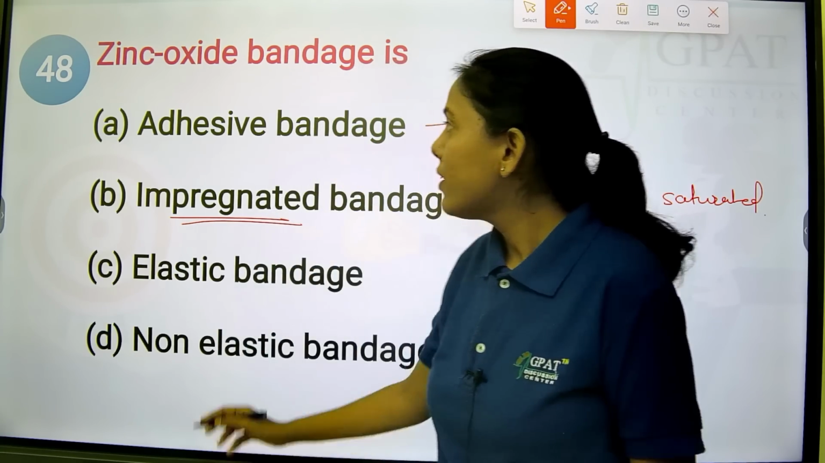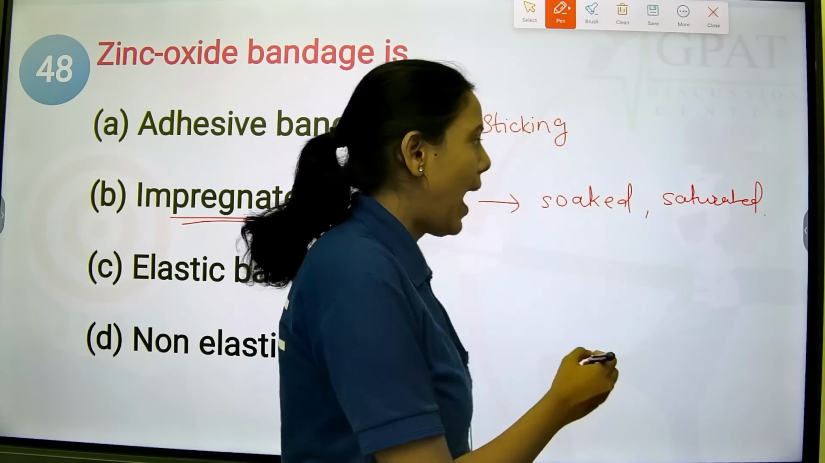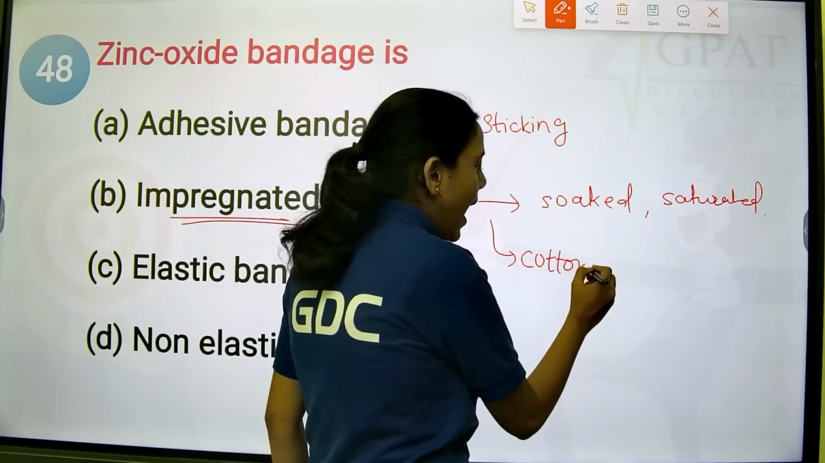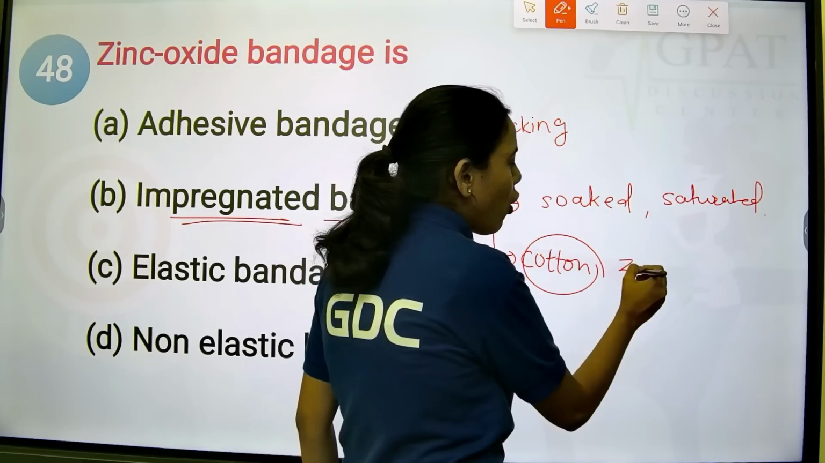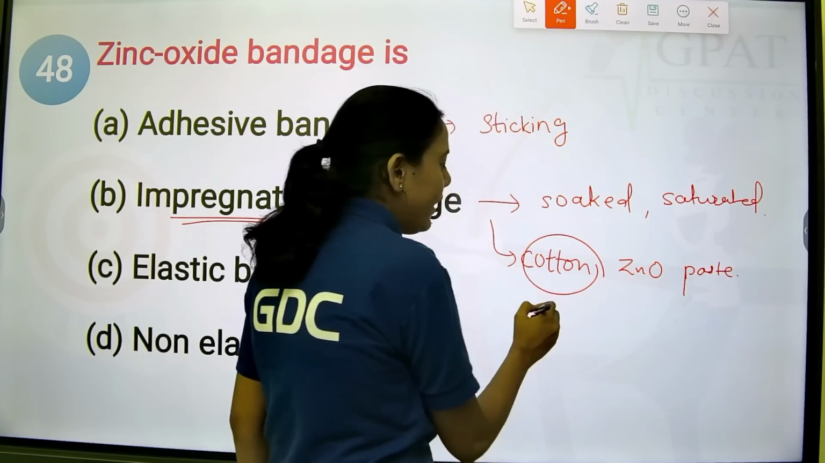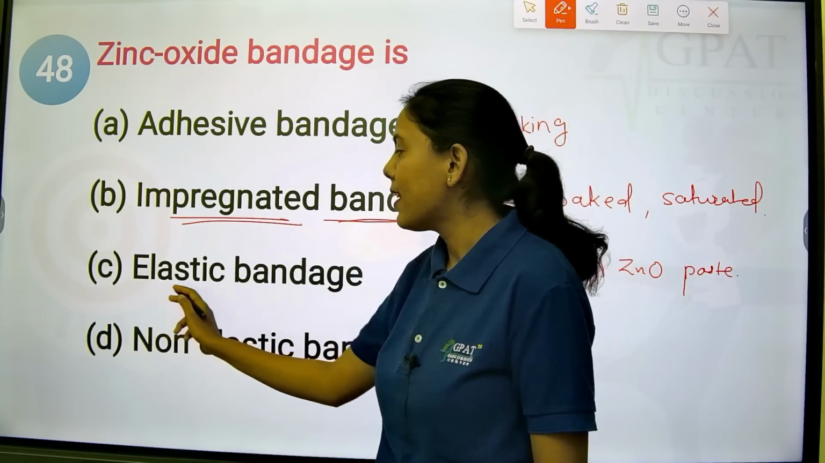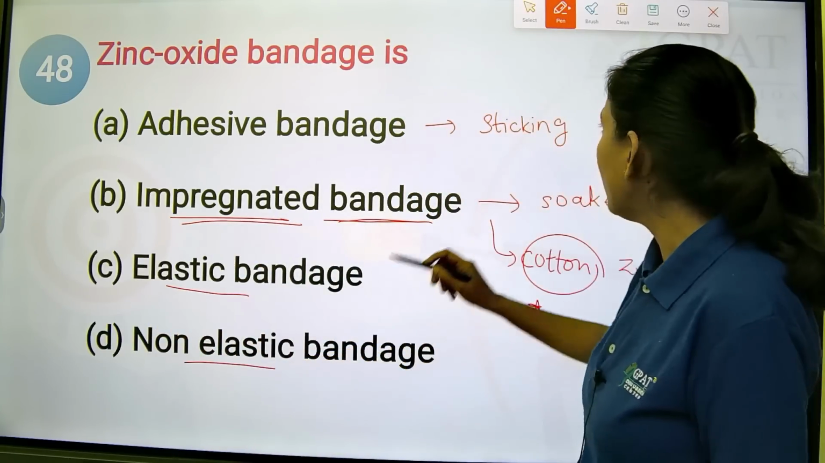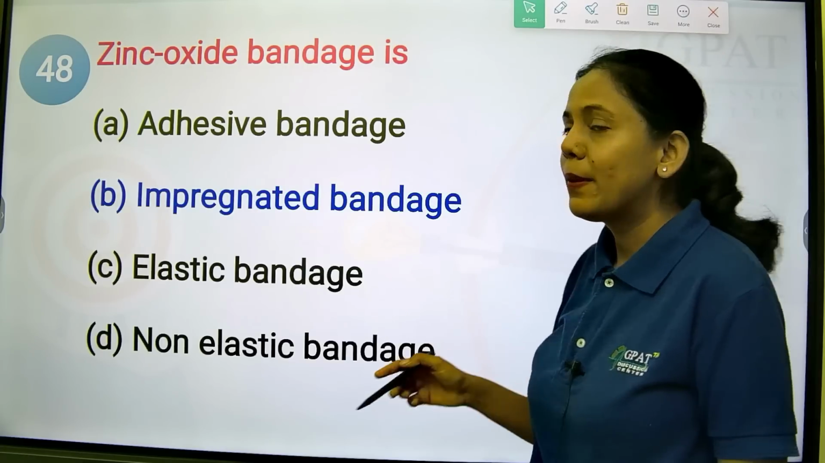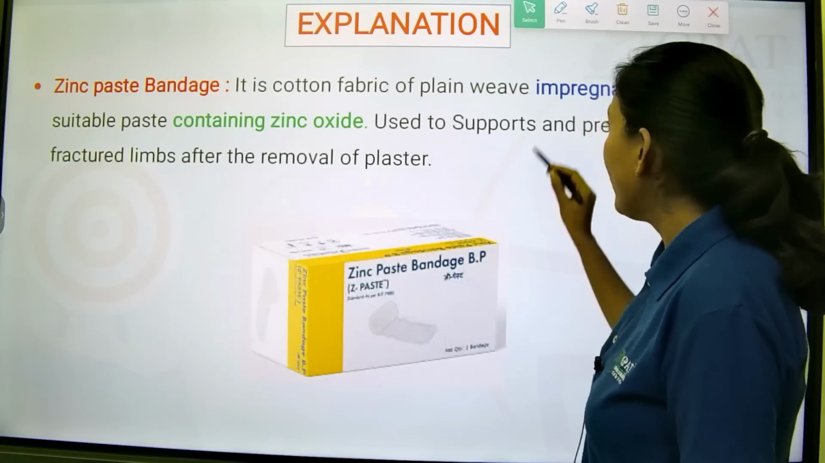Okay, so zinc oxide comes under impregnated bandage where it will be having certain cotton wool and it is impregnated with zinc oxide paste. It is saturated with that one, so it comes under the category of impregnated bandage. It is not an elastic bandage or a non-elastic bandage. So option B is the right answer, that is zinc oxide.